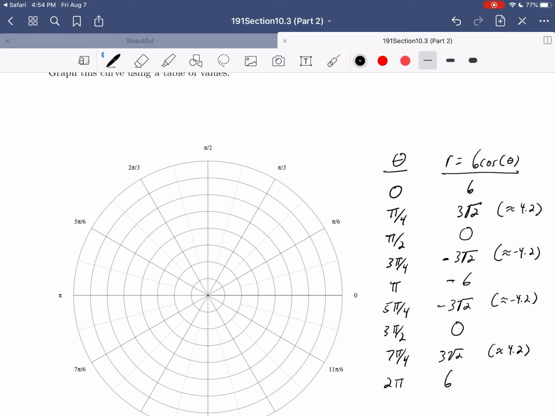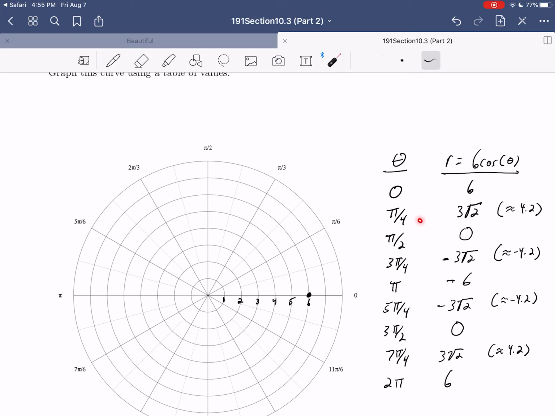When we go to label this, I'll label that as 1, 2, 3, 4, 5, and 6. So each circle is 1 unit of radius further. My first point is (0, 6). That means I'm looking at an angle of 0, so straight along the x-axis, and I go 6 units in that direction. So my first point should be right there.